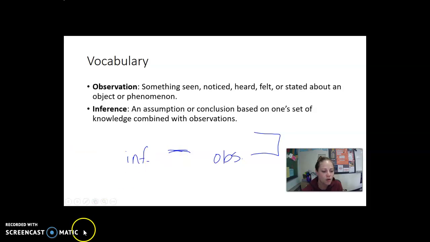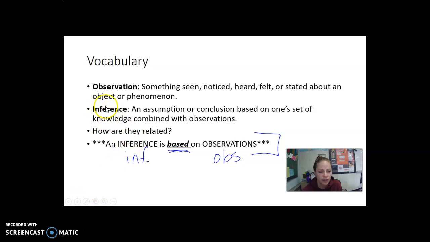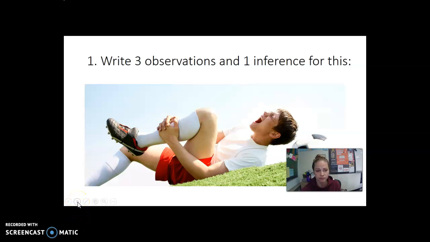Okay. So how are these two related? Hopefully you're coming to that conclusion on your own. An inference is based on your observation. Do you see how this is triple starred on either side? That means it's super important and it will probably show up on a test. So I would write that down. So pause me if you need to and write it down.